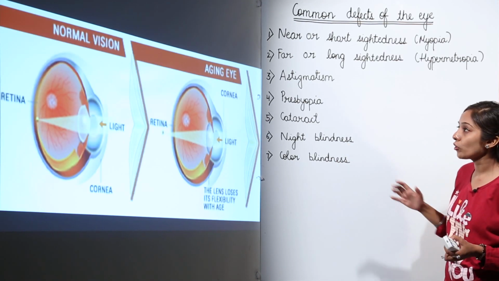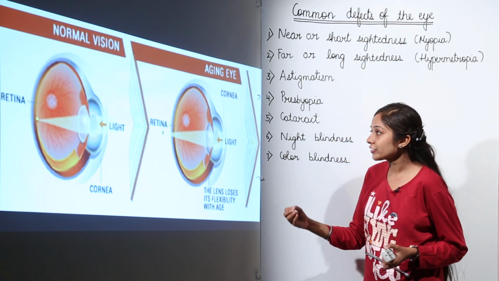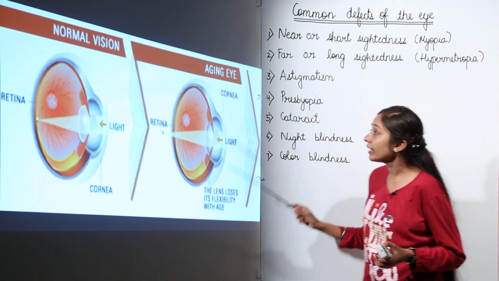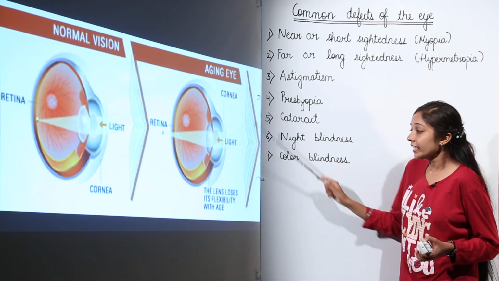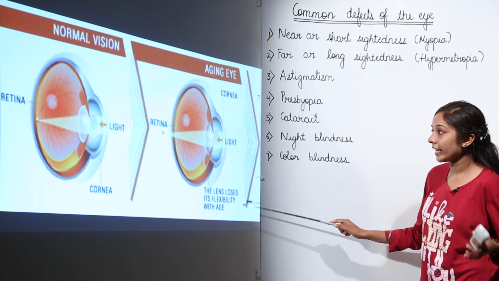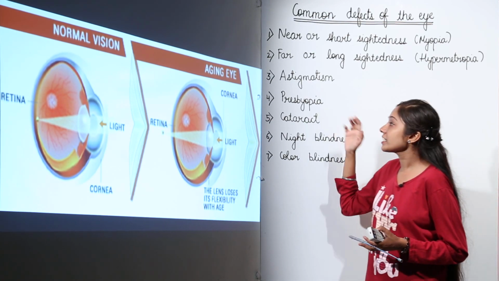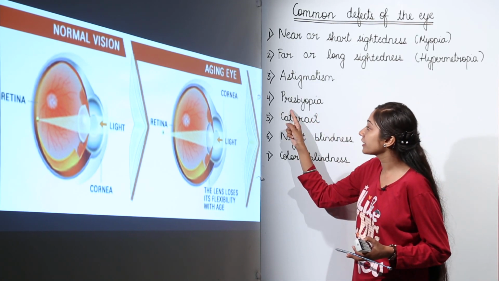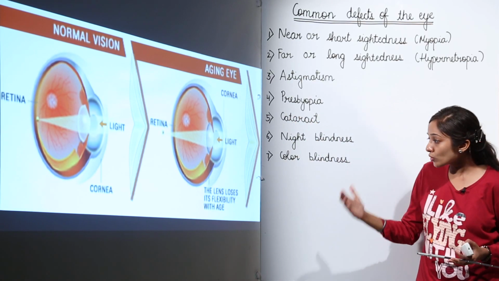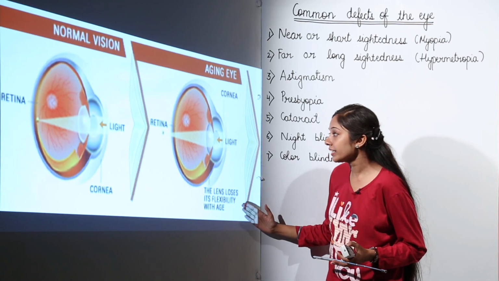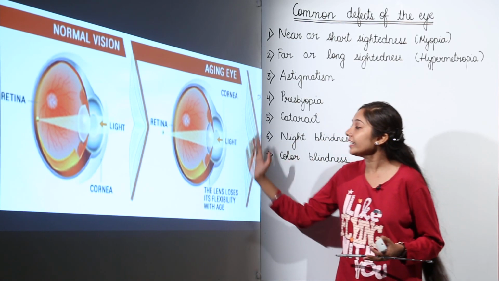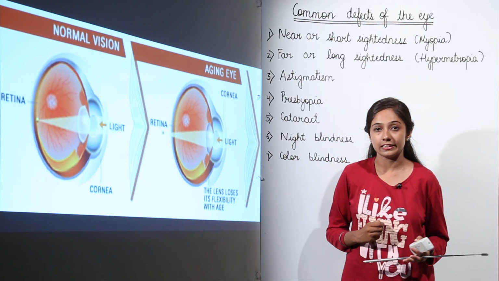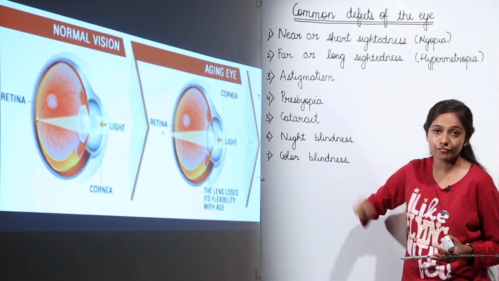Then we have presbyopia. As the person ages, what happens? You see that during normal vision the image is formed on retina, but if we talk about the aging eye, the lens loses its flexibility with age and the person is not able to see the nearby objects clearly. So, presbyopia occurs because of the age, due to which the lens loses its flexibility and the image is formed behind the retina, means the person is not able to see the nearby objects clearly. So, this occurs because of the age factor.